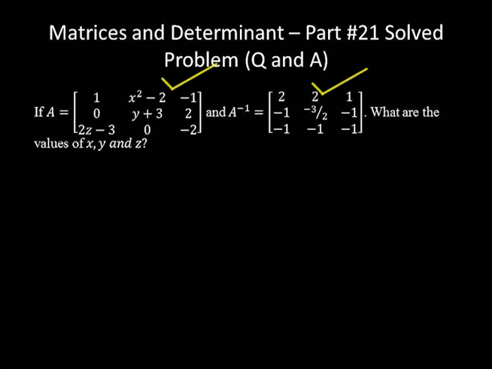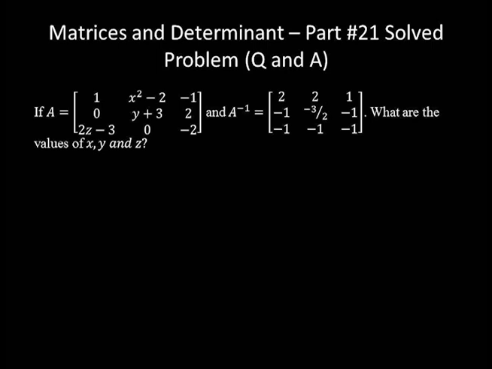To solve this question, we can find A inverse from the given matrix A and then equate the elements of the matrix we found with the corresponding elements of the inverse matrix which is given. Or we can find matrix A from the given A inverse and then equate elements of the resulted matrix with the corresponding elements of the given matrix A.